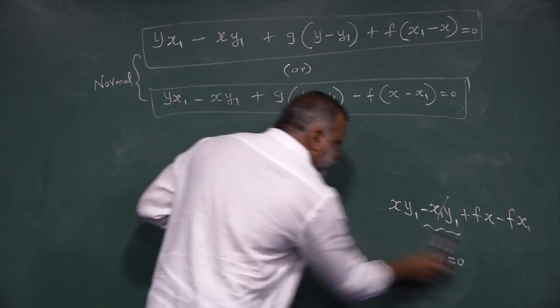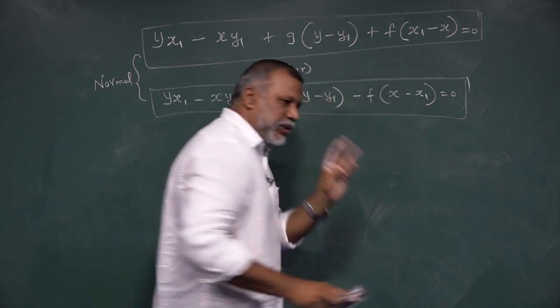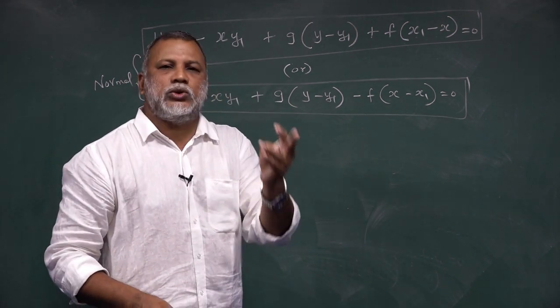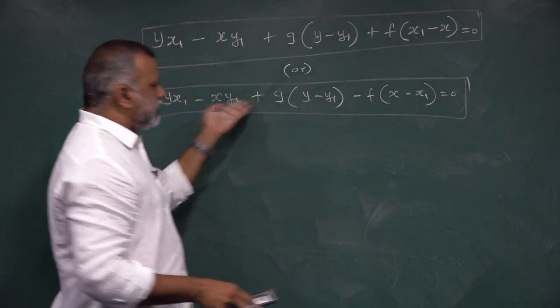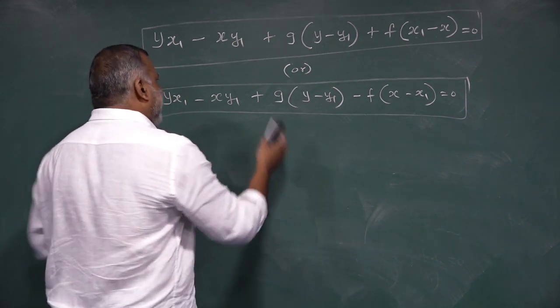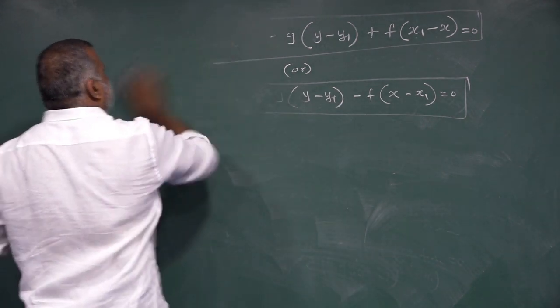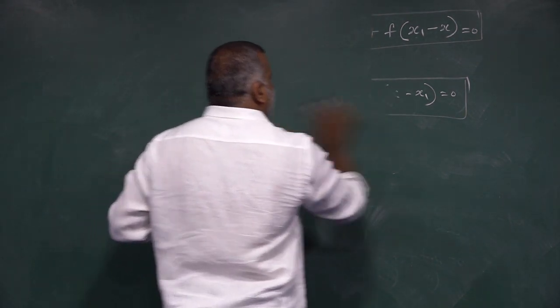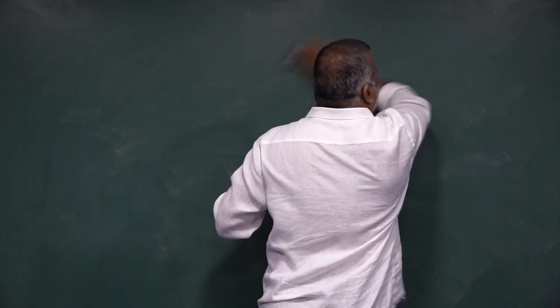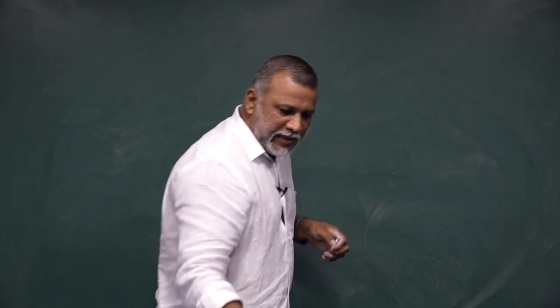So far we worked out three derivation parts. Number one is the equation of the chord. Number two, equation of the tangent. Now the equation of the normal. Again we have one more derivation part, that is the line y equal to mx plus c.